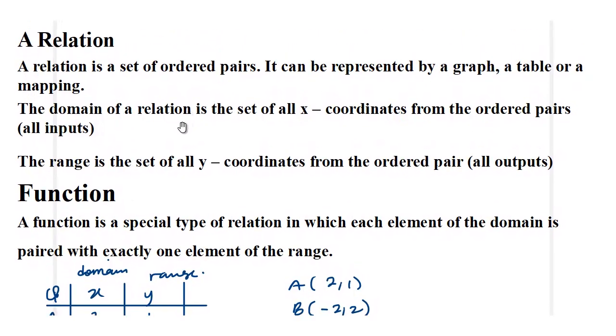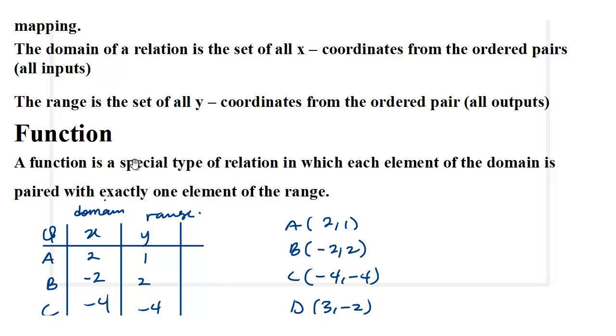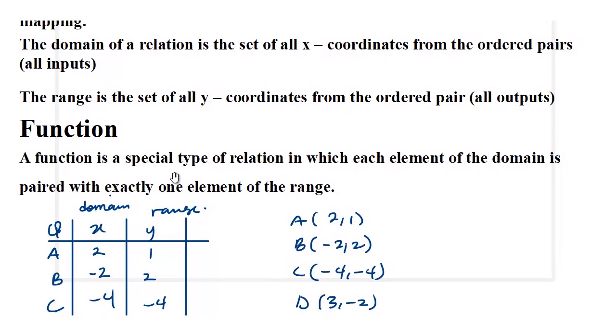And finally, let's now look at a function. What is a function? A function is a special type of relation in which each element of the domain is paired with exactly one element in the range. This is a very important statement. Let me make it clear again so that when I begin to solve examples, you understand.